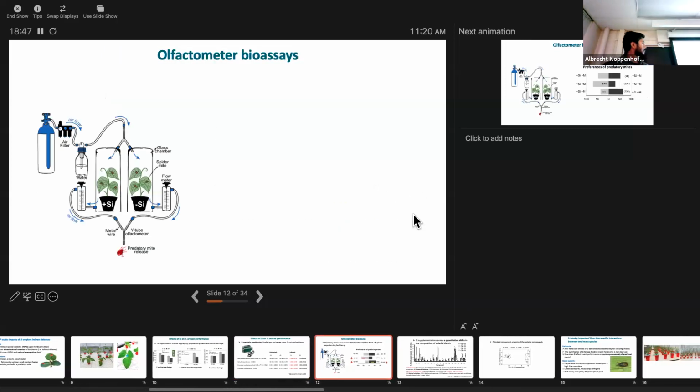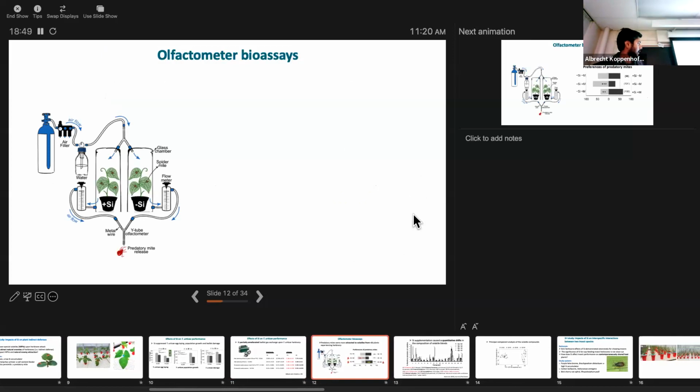Alright, so we did olfactometer bioassays using the predatory mite, Phytoseiulus persimilis. So we used a Y-tube olfactometer. So we placed a Y-shaped metal wire inside that Y-tube olfactometer for this predatory mite to make a railroad for them. And this is how we did this. So the airflow was controlled using a flow meter. So it's a typical olfactometer setting.